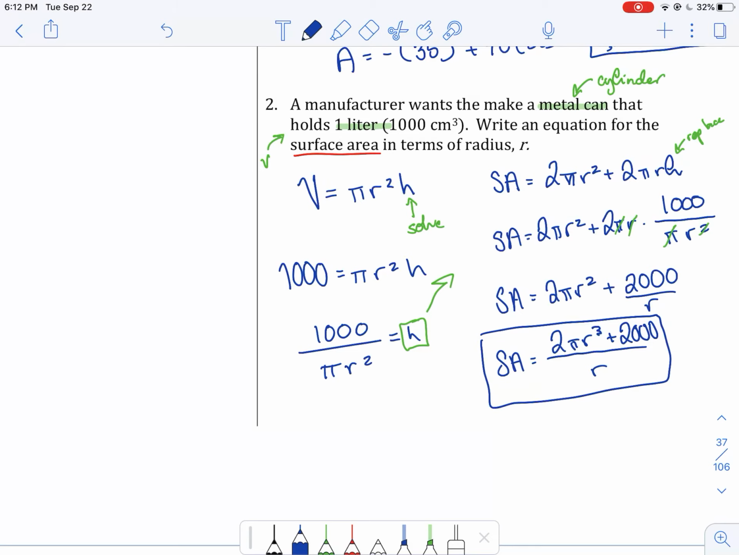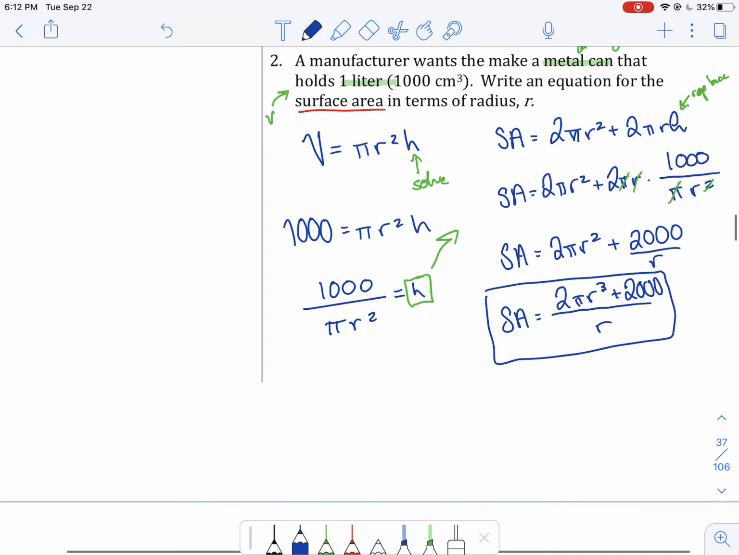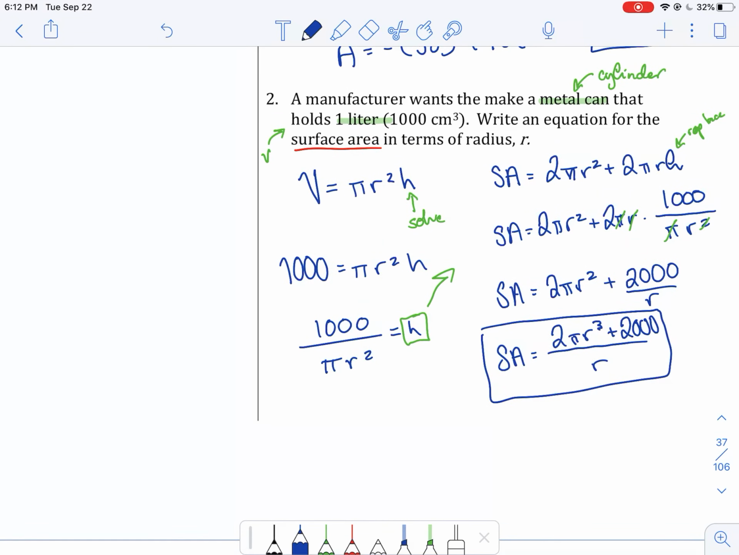Now, if you wanted to find the maximum and minimum of this one, you would definitely need a calculator because we are not looking at a quadratic. However, all you need to do here is write the equation.